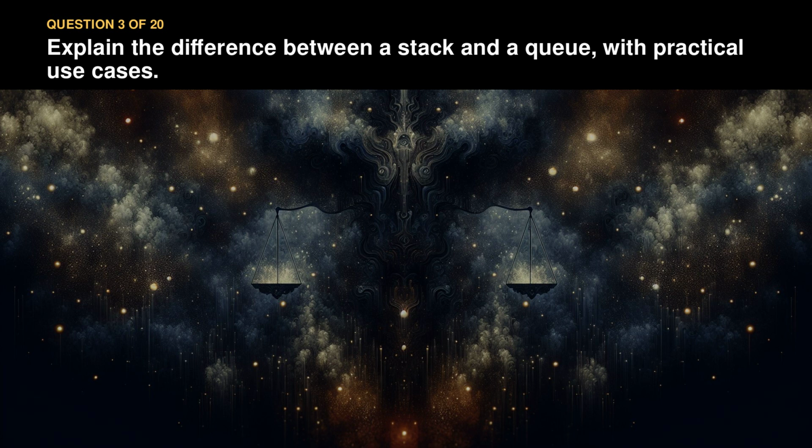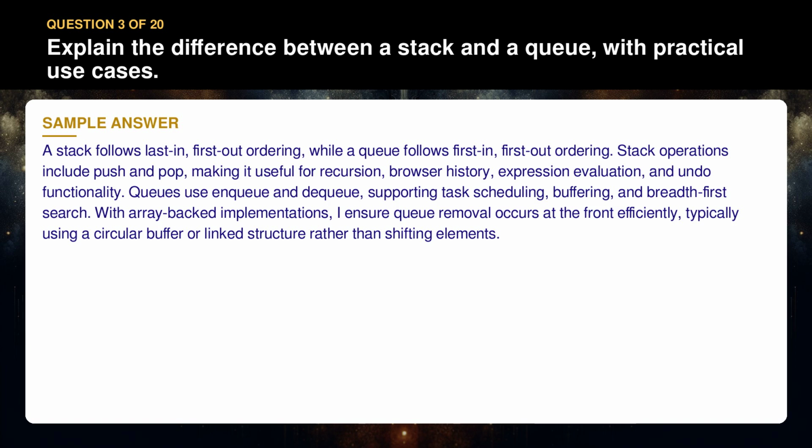Question 3. Explain the difference between a stack and a queue with practical use cases. A stack follows last in, first out ordering, while a queue follows first in, first out ordering. Stack operations include push and pop, making it useful for recursion, browser history, expression evaluation, and undo functionality. Queues use enqueue and dequeue, supporting task scheduling, buffering, and breadth-first search.